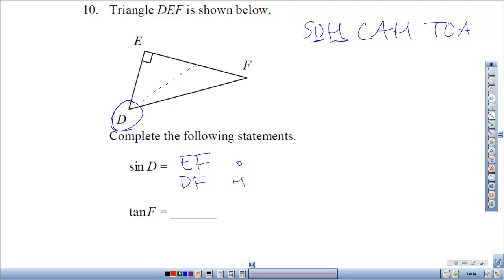Okay, and how about for the tangent ratio? It would be what? Opposite over adjacent. And this time we're going to look at angle F. So who is opposite? That would be segment ED. And the adjacent side is right here. That's segment EF. So there's those ratios.